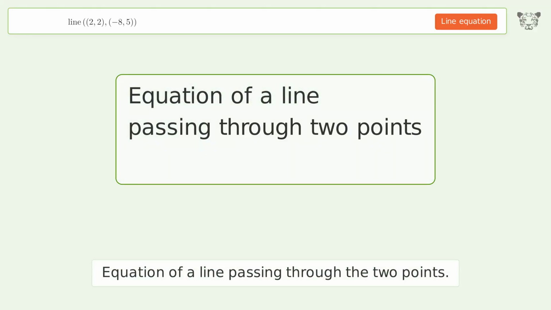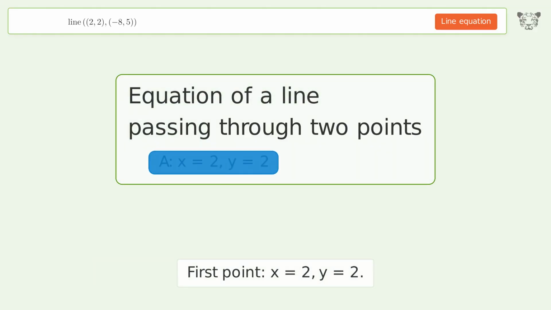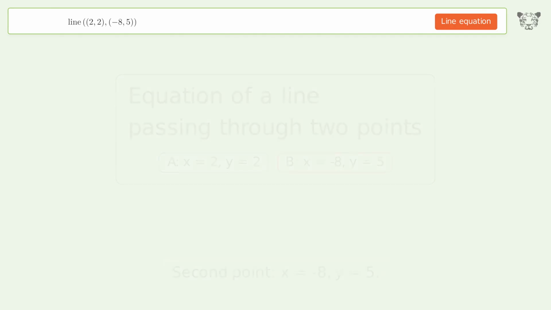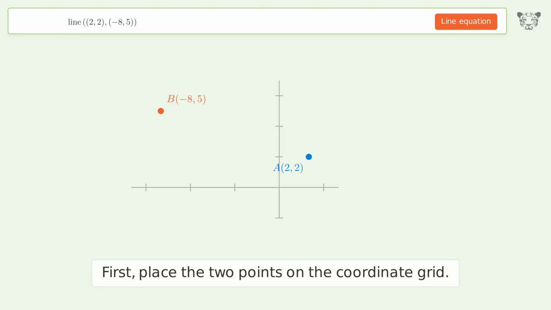Equation of a line passing through 2 points. The first point has x equals 2, and y equals 2. The second point has x equals -8, and y equals 5. First, place the 2 points on the coordinate grid.